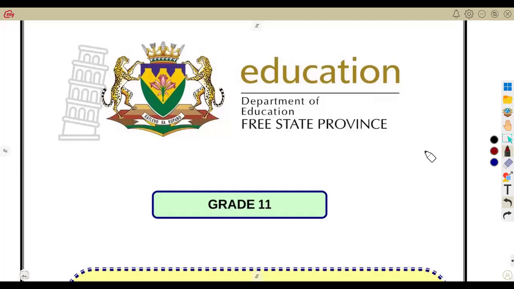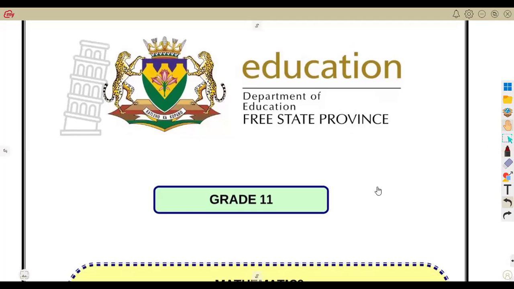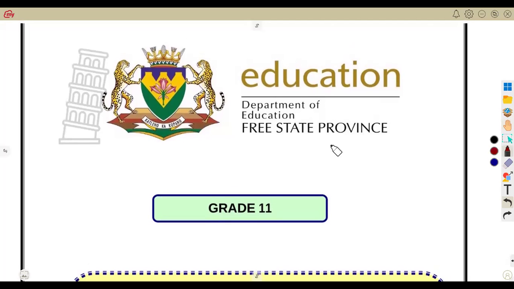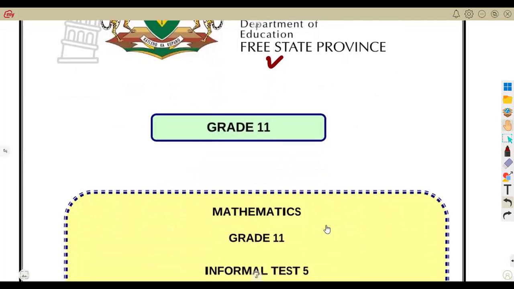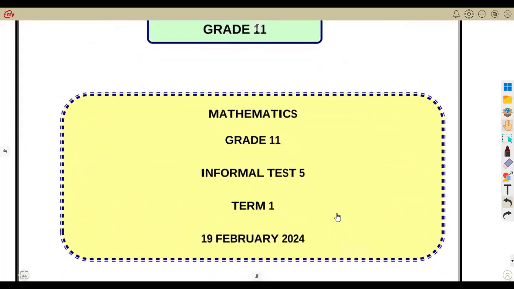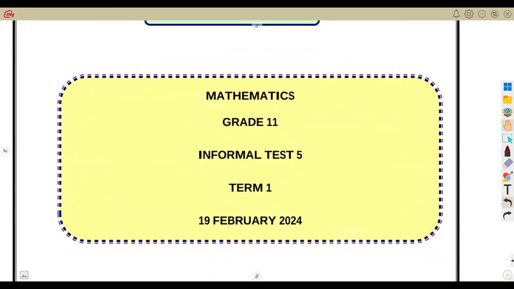So in this case, we are going to consider a typical exam revision. This is a Free State province paper that we are going to have for our grade 11 mathematics. We had the previous one, which was test 4. Now we have got test 5 that we're going to consider. But all these were just informal tests, okay? Just to test the students, all right?